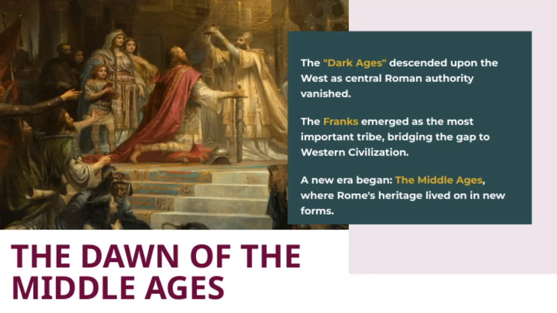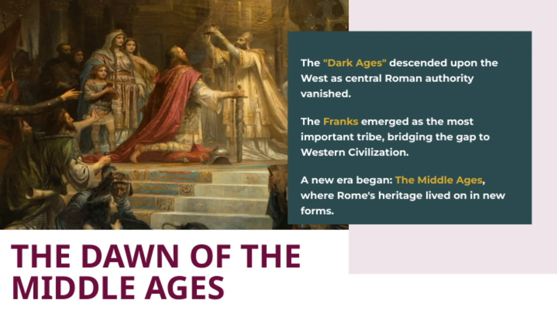Now, as we reach the end of our journey through history, let's look at the beginning of the Middle Ages, often called the dawn of this new era. This was a time when the legacy of Rome didn't simply disappear. Instead, it transformed and lived on in different forms. During this period, the Franks emerged as a dominant tribe, playing a crucial role in shaping Western civilization. They acted as a bridge between the fall of Rome and the development of medieval Europe, helping to preserve and adapt many Roman traditions.